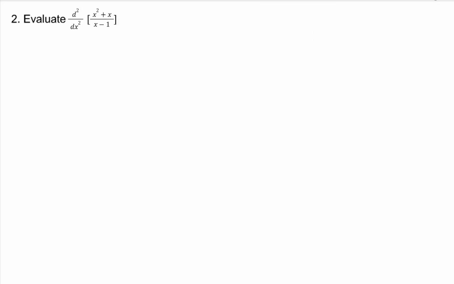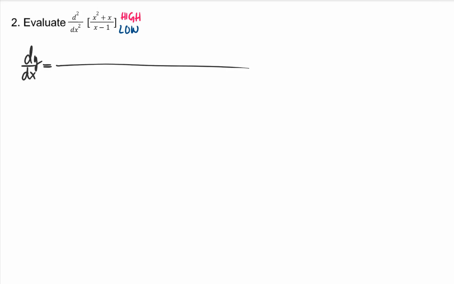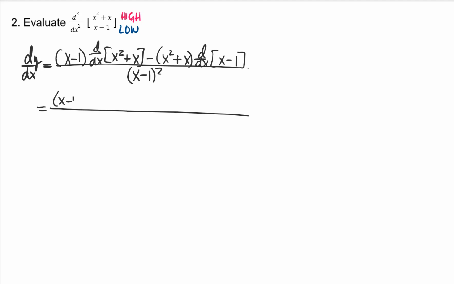Time to evaluate a second derivative of a quotient. Let's start with our first derivative. Low d high minus high d low over low squared we go. This derivative is 2x plus 1. This derivative is 1.